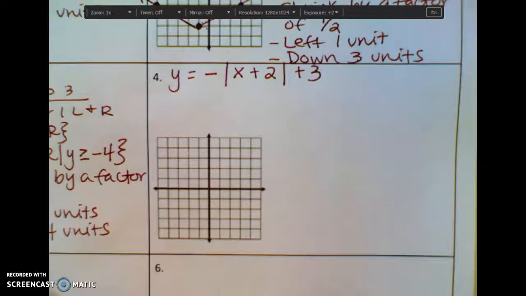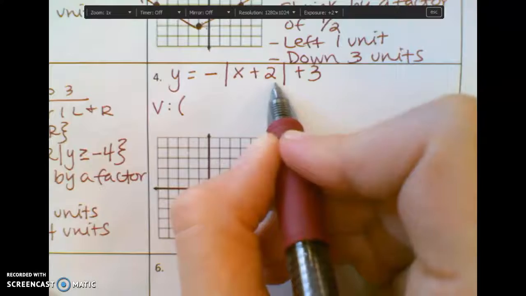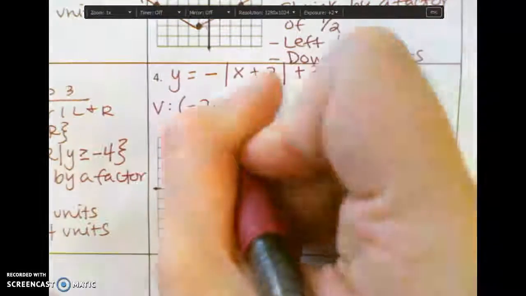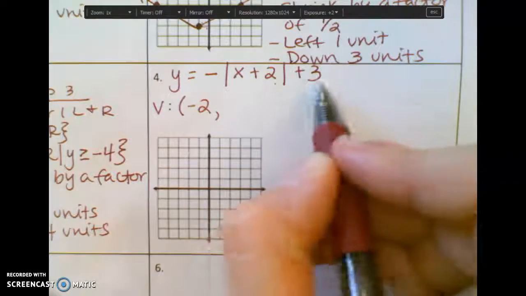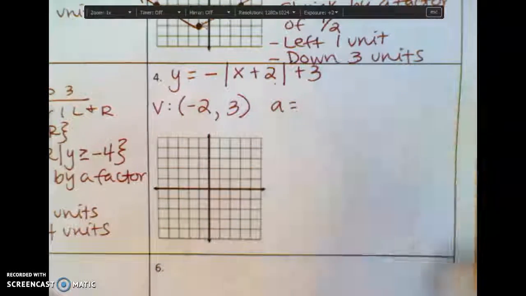All right, now that you tried it on your own, let's do the vertex and the a value. Well, our vertex here, we take the opposite of the inside, so that's going to be a negative 2. We take exactly what we're given on the outside, that's a 3. So our vertex is negative 2, 3. What's my a value? All I see is a negative sign. Well, when there's no number for a, we know there's an implied 1, so this is a negative 1.